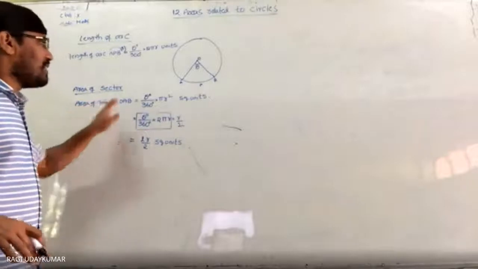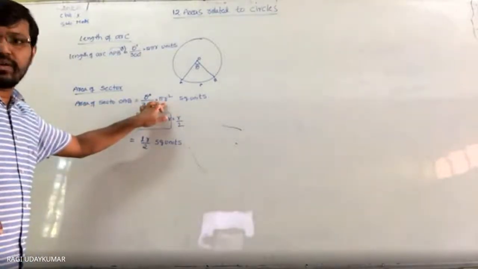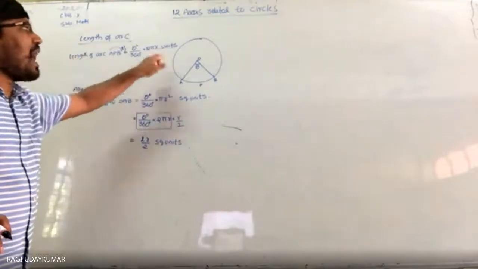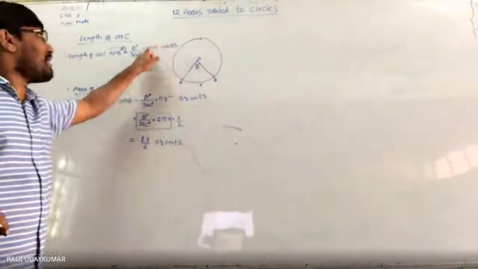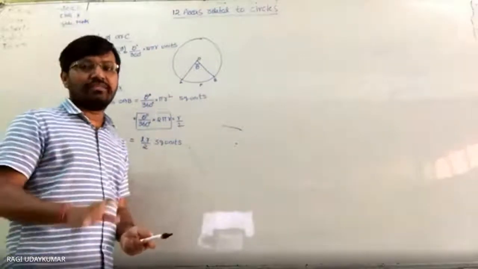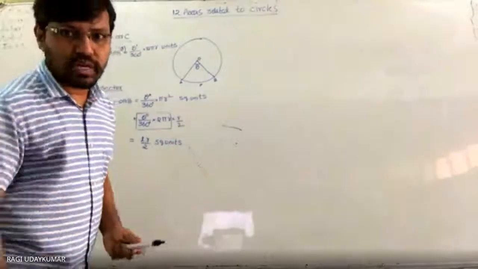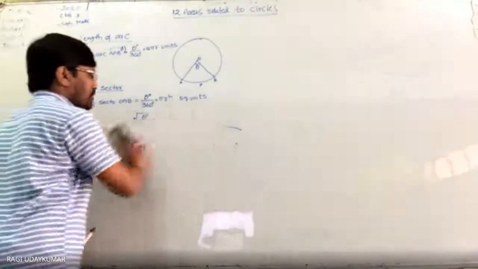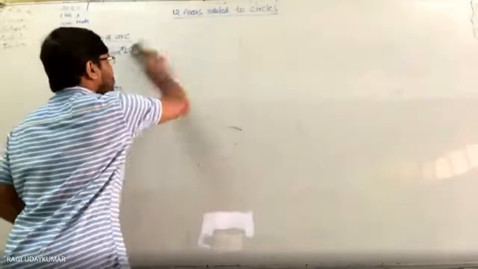Whenever you say area of the circle, pi r square should be taken into consideration, and when the length of the arc is given, the circumference should be taken into consideration. So based on these two only we are going to have the exercise 12.2. So let us go for the exercise 12.2 problems. Okay, so let us see the first problem.